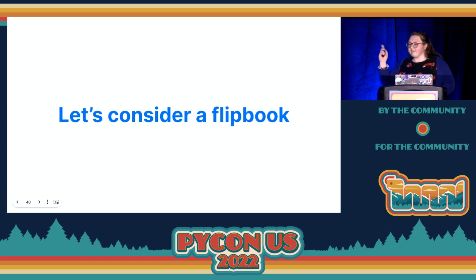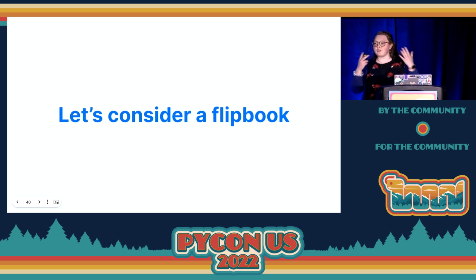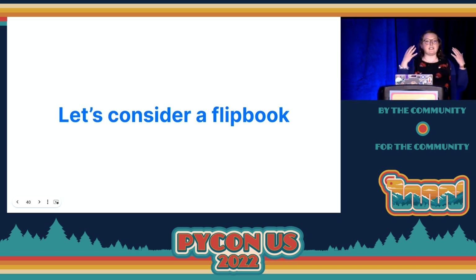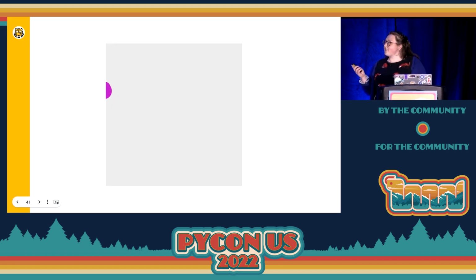So let's consider a flipbook. A flipbook is traditionally a set of static drawings that you flip through really fast to give this illusion of motion. I actually created a digital flipbook with my iPad, and I drew a bunch of static images of this pink ball. Each one is just a static image, cool beans.